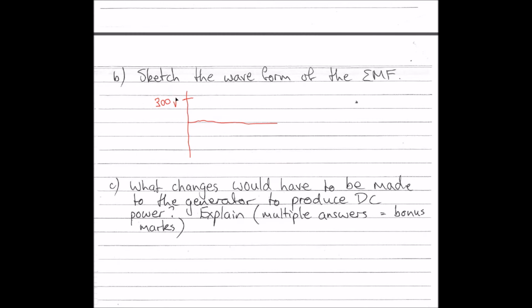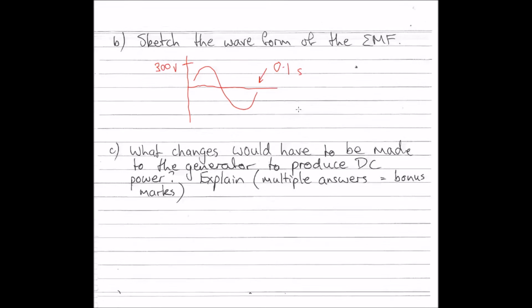Right, let's try that again. So an AC signal, so it's going to go up and down like that, up to 300 volts, down to minus 300 volts. And what you also should be showing here is that our period is 0.1 seconds. So that's the complete sketch.